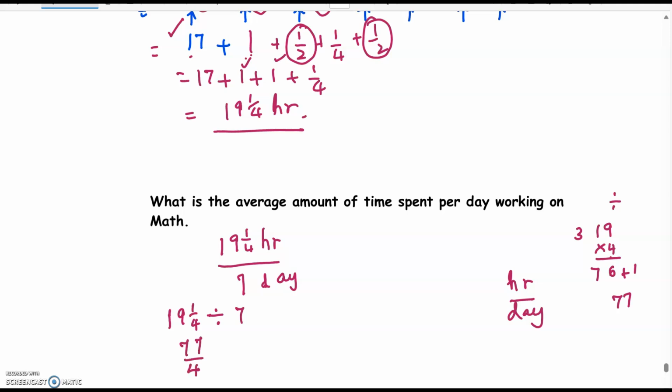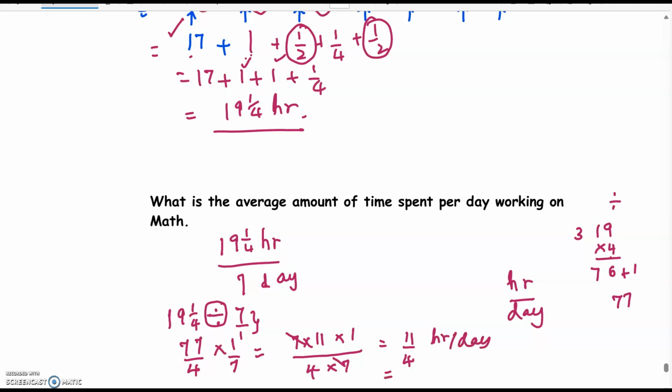over 4. Now I'm going to change division to multiplication, and when I change it to multiplication, I flip the fraction on the right. So this is 77, which is 7 times 11 times 1 in the numerator, 4 times 7 in the denominator. The 7s cancel and we have 11/4 hours per day. So 11/4 is the same as 4 times 2 is 8, 9, 10, 11. 2 and 3/4 hours per day is the average time that he spends studying math in a day.